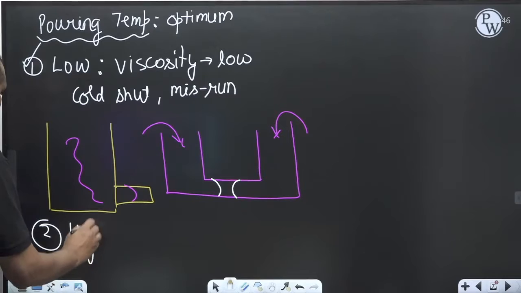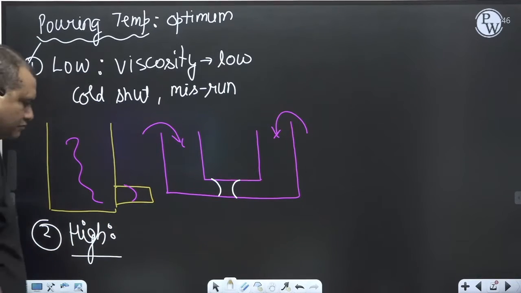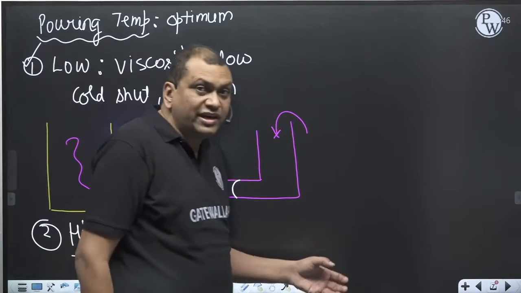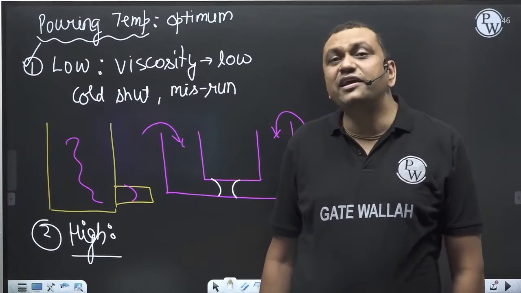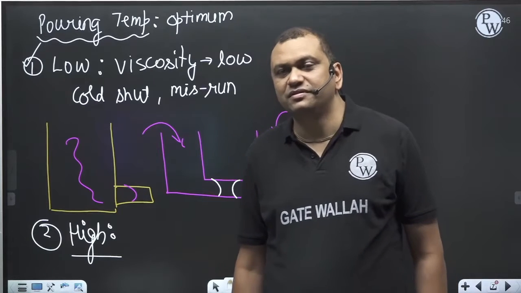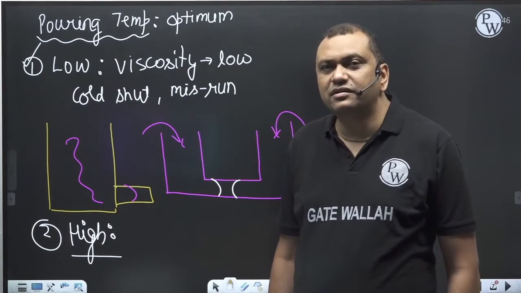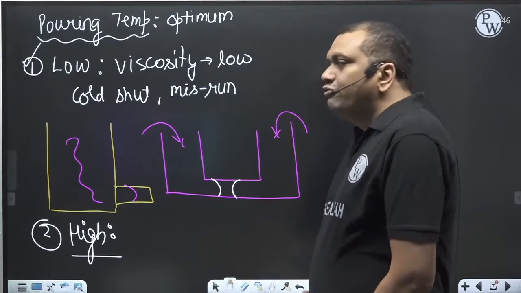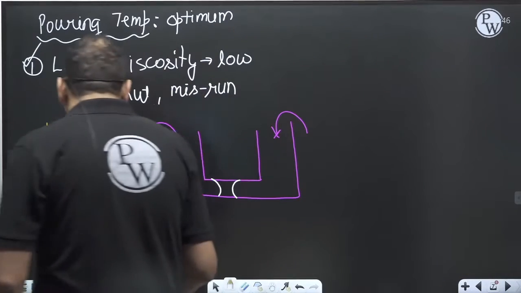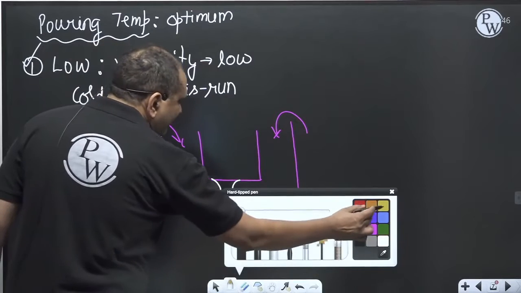When the pouring temperature is high, again it creates two problems. First problem is riser design will be very complicated.